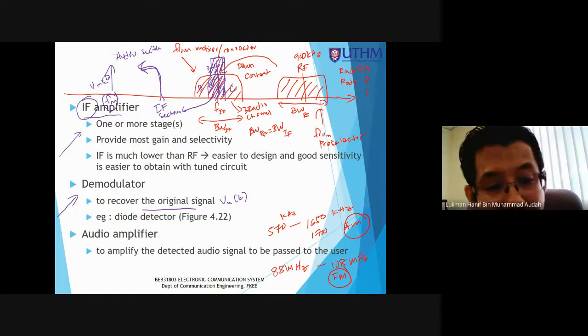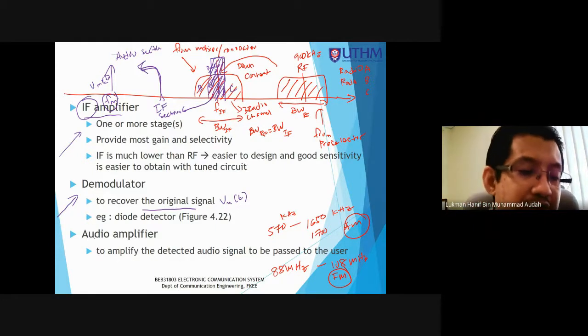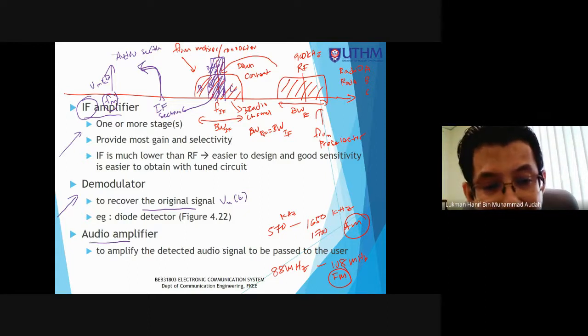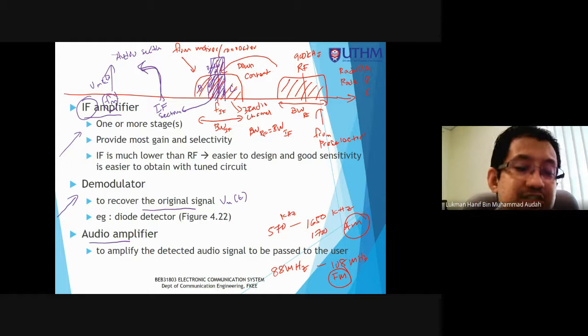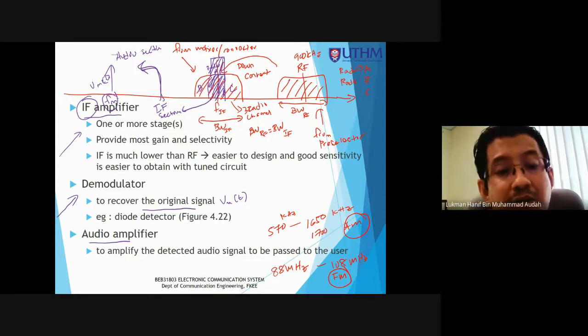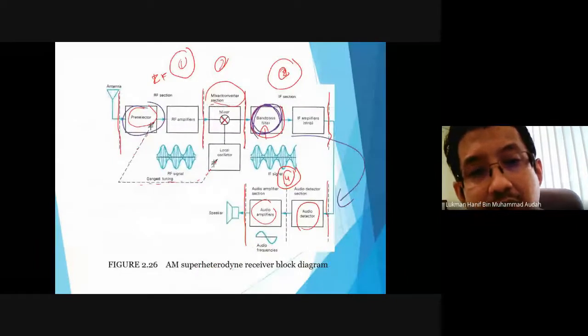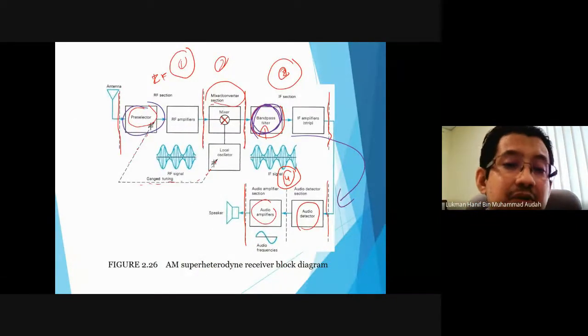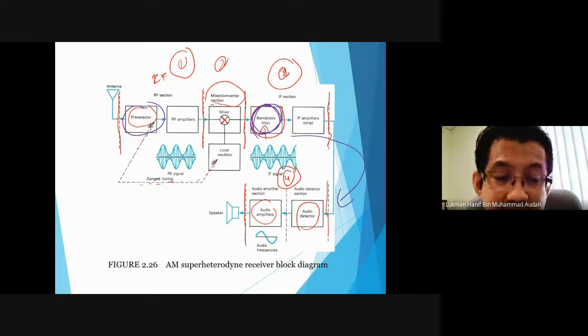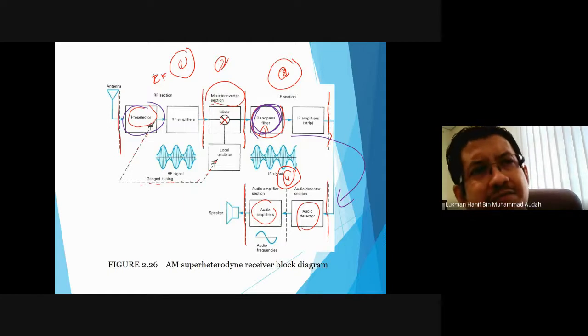And then before we send it to the speaker, we need to amplify the signal. Then we pass through the speaker. So this is what happens inside the receiver. There are many processes. For your information, we haven't asked in the exam a question to describe the receiver function. It has never been asked so far.